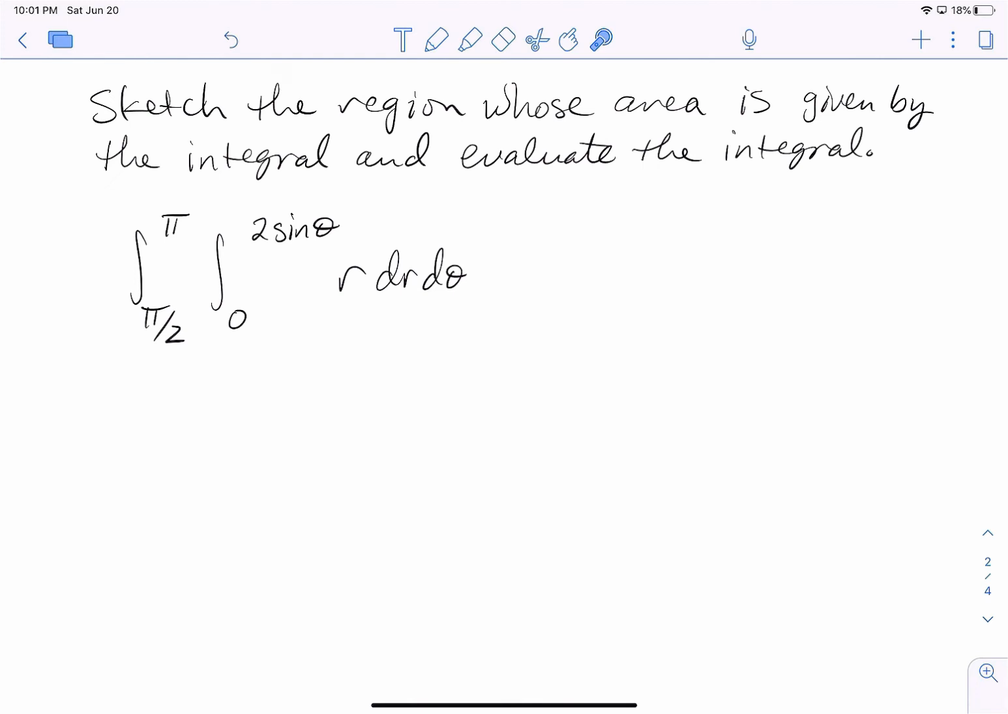Here we're going to sketch the region whose area is given by an integral and evaluate the integral. The integral is from pi over 2 to pi of the integral from 0 to 2 times the sine of theta of r dr d theta. And we'll note here that f of x y is equal to 1. That's how we're getting area.